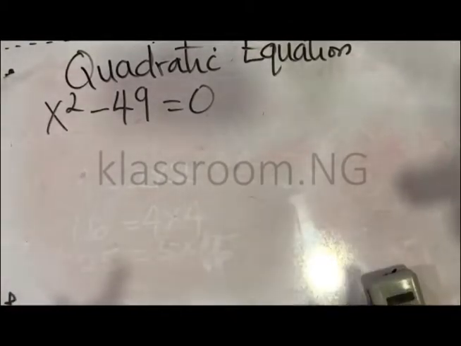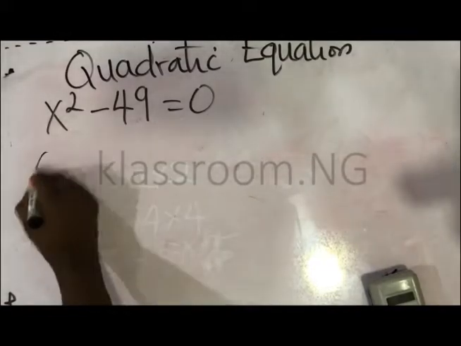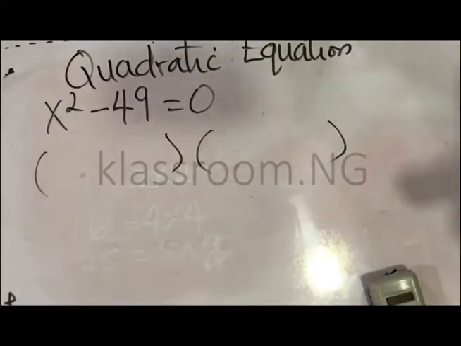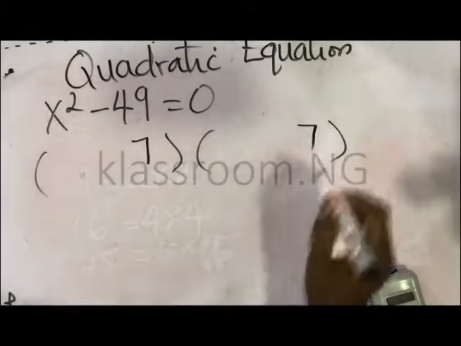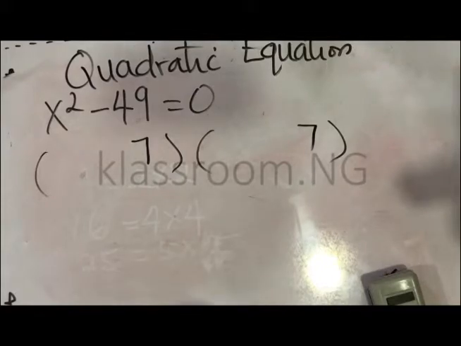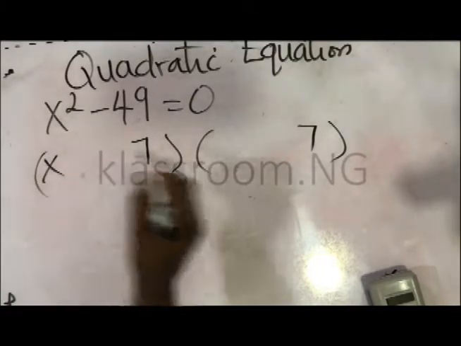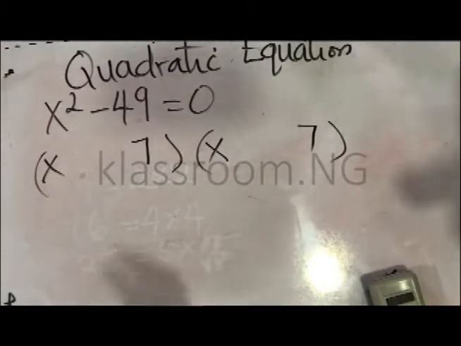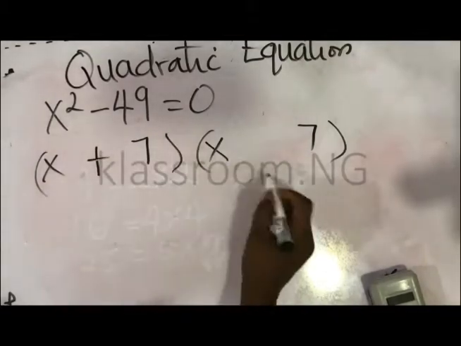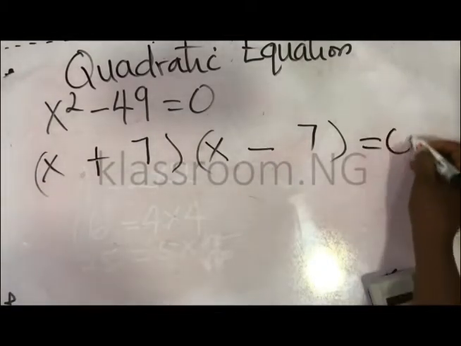X squared minus 49 equals 0. So we open 2 brackets. Now remember that 49 is a perfect square because we need 7 and 7 to give us 49. Now x squared is x times x. Remember we have the minus sign there. Now following the rule, minus times minus will give us plus. Plus times minus will give us minus. So we can put plus and have a minus sign here, equal 0.